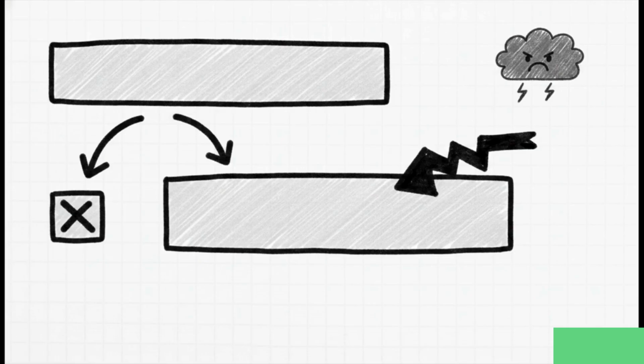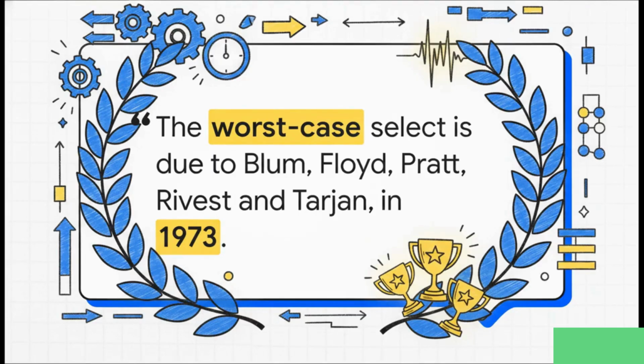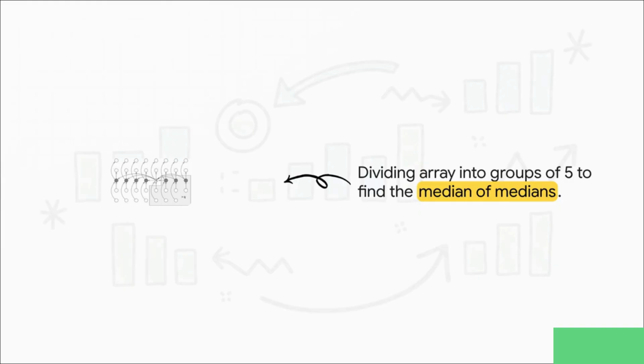So to guarantee O of n performance, we need a way to mathematically guarantee a balanced pivot. It actually took a literal dream team of computer scientists to crack this worst-case scenario. This algorithm from 1973 was created by Blum, Floyd, Pratt, Rivest, and Tarjan. Just to put that into perspective for a second, 4 of these 5 researchers went on to win the Turing Award, which is basically the Nobel Prize of Computing. Their solution is nothing short of brilliant. They invented the median of medians technique.